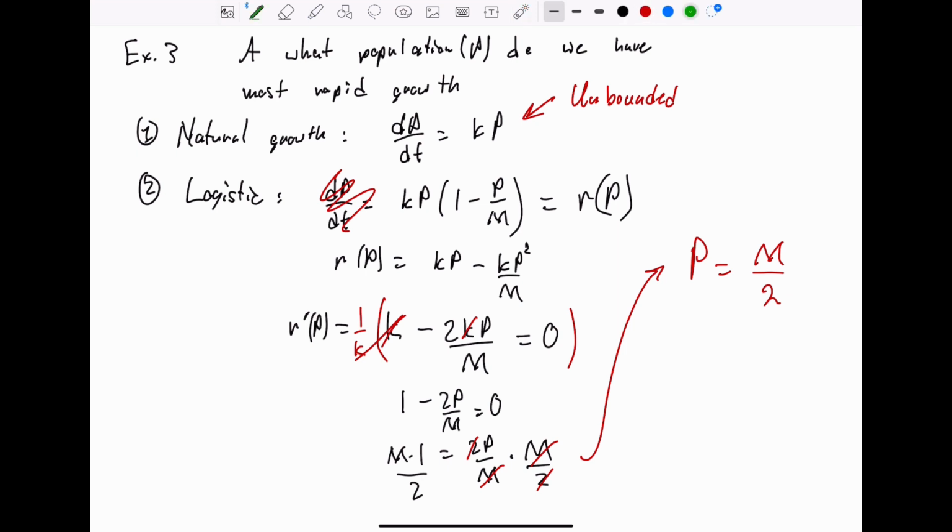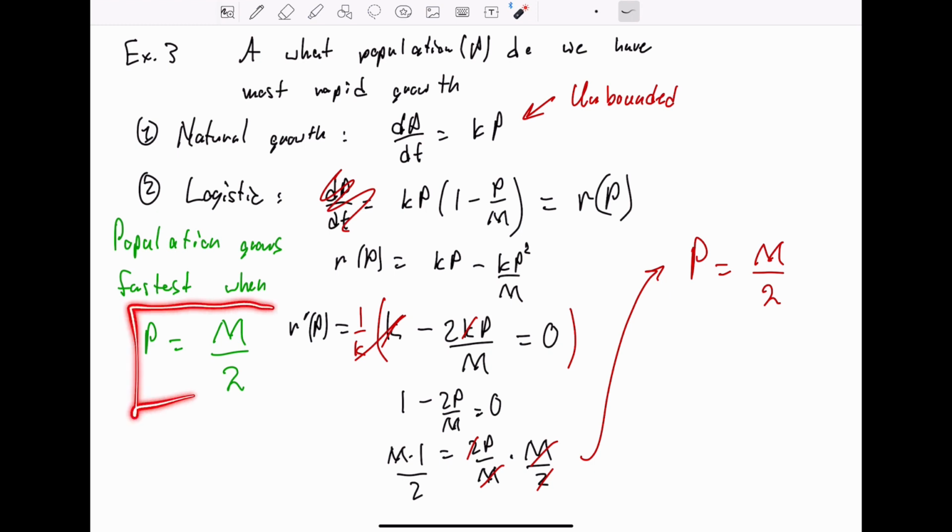So let's summarize this with a nice statement. So for the logistic model, population grows the fastest when the population has the current size of half of the carrying capacity. We will see this visually in the next couple of examples. But this says when the population is half of the carrying capacity, that is when the population has the fastest growth rate.